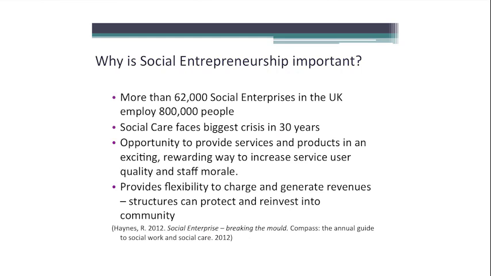So, why is social entrepreneurship important? Well, there are more than 62,000 social enterprises in the UK, and they employ more than 800,000 people. Now we're focusing on the UK here, but again we would encourage you to do some research in your own country to find out how many social enterprises exist and how many people are employed. You may see some big differences, which will give you an indication of how popular this model of service or business is in your country.